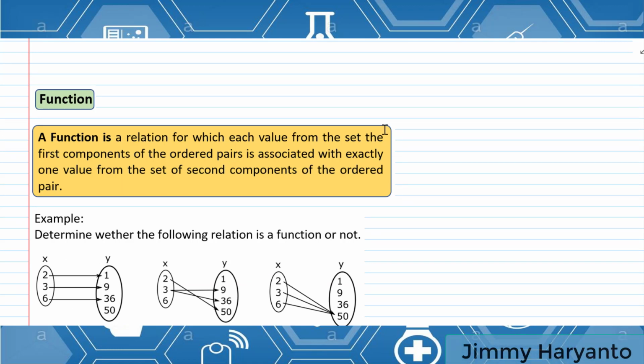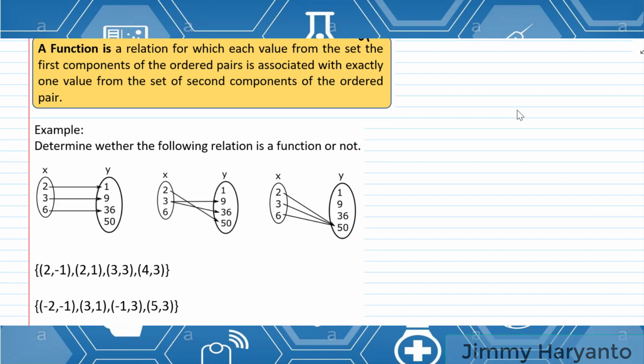Next is a function. What is a function? A function is a relation for which each value from the set of the first components of the ordered pair is associated with exactly one value from the set of second component of the ordered pair. Oh, so confusing, yeah. The easier way to understand it is each value of x must pair up with one value of y only. So one x cannot be paired up with two y.